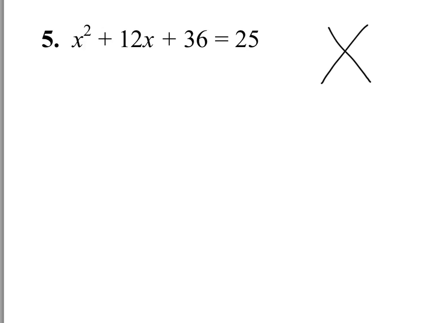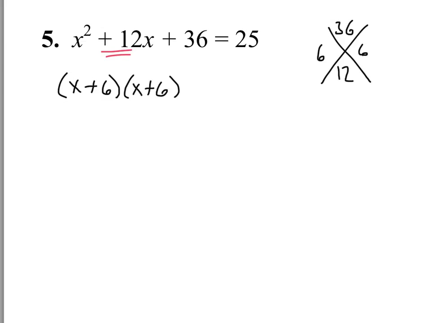So let's take 1 times 36, 12 goes down below. What are two numbers that multiply to 36 but add to 12? 6 and 6. So we break those apart. Do we have to do grouping or can we use the shortcut? We can use the shortcut. So x plus 6 times x plus 6 equals 25. Again, we cannot solve this by factoring, because it's set equal to 25, not equal to 0.